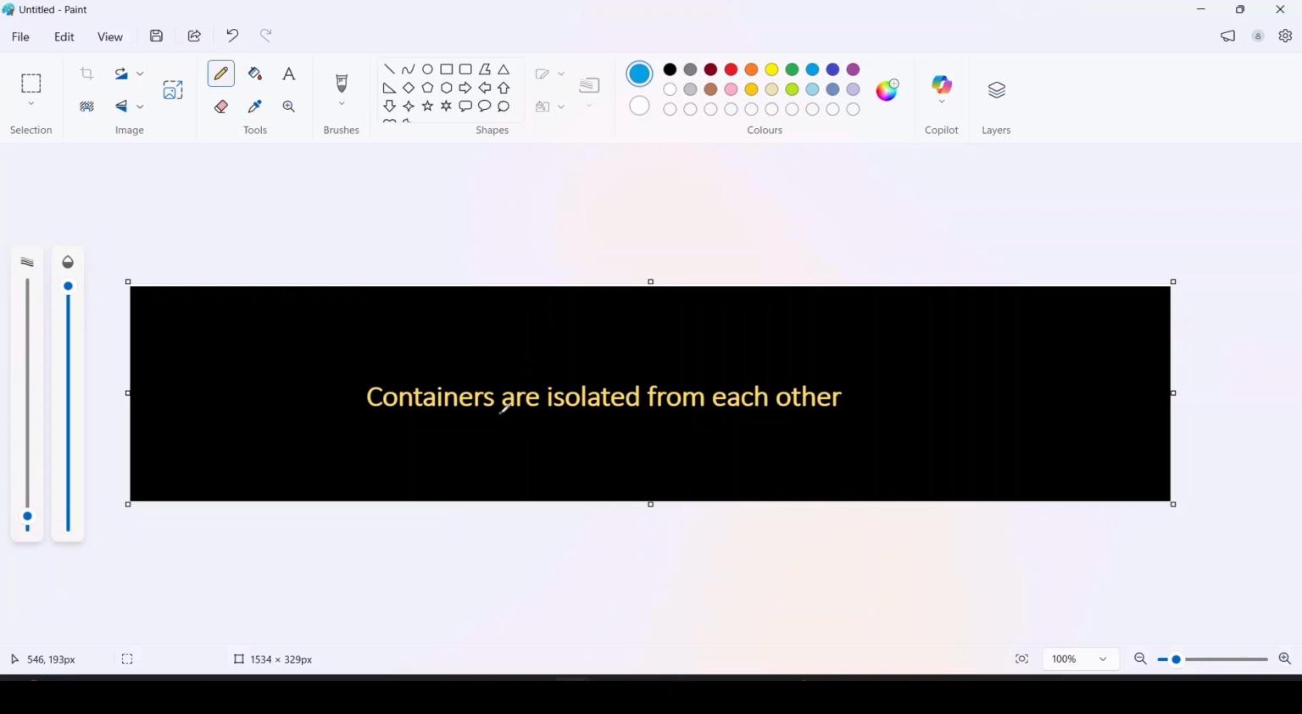Hey guys, in this video, let's understand an important concept, that is, containers are isolated from each other.